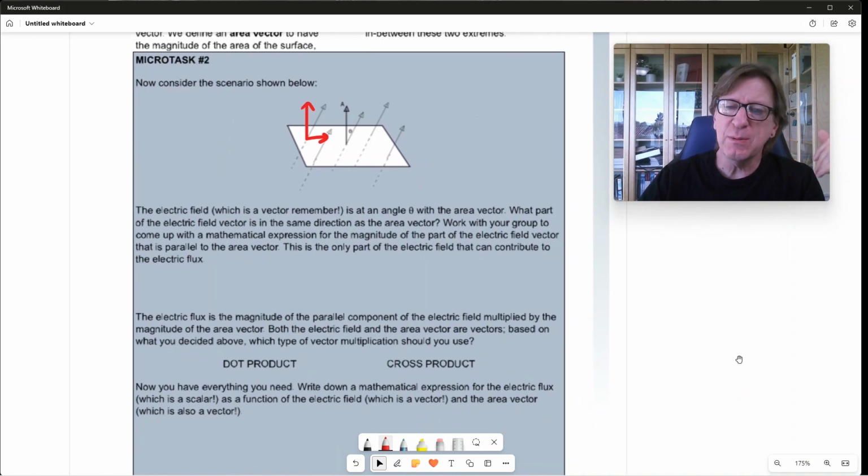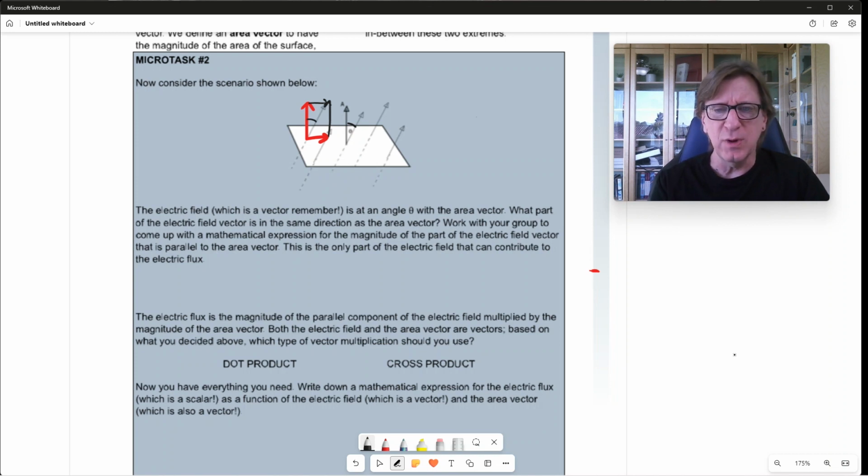All right, so let's go over here. We want to come up with a mathematical expression for the part of the electric field that contributes. And basically you're asking yourself, is this the sine or is it the cosine? Let me go back to my black pen. So here's my angle in this case. It's the same as the angle right here. And here is the component that is perpendicular to the area vector, and here is the component that is parallel to the area vector.